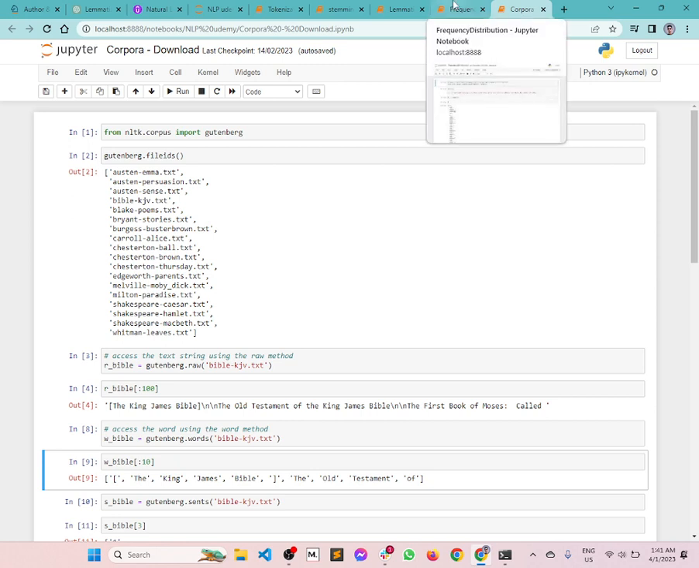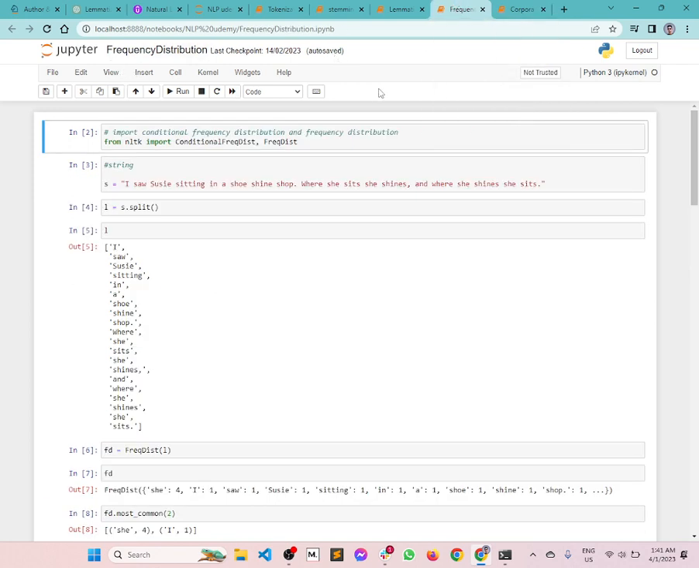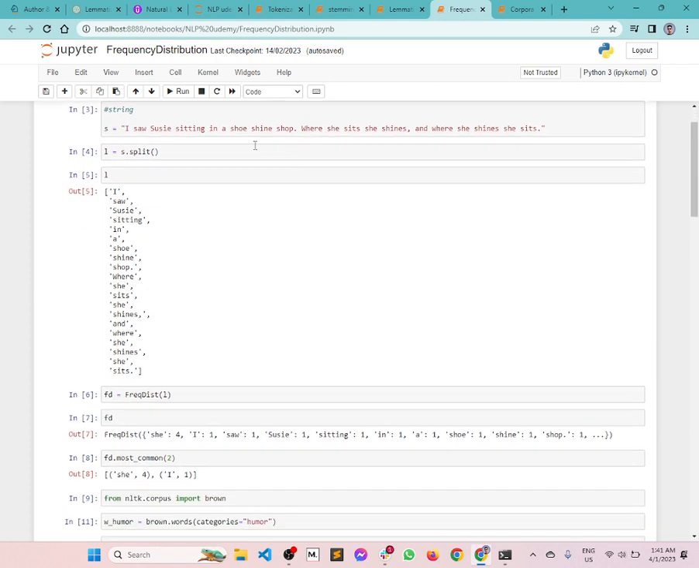Now we are moving to the second part, which is frequency distribution. For frequency distribution we need to import two things: ConditionalFreqDist and FreqDist. If we write a string, "I saw Sushi sitting in a shoe shine shop. Where she sits she shines, and where she shines, she sits." Now if we split this, it is divided into individual chunks of words that we see here.